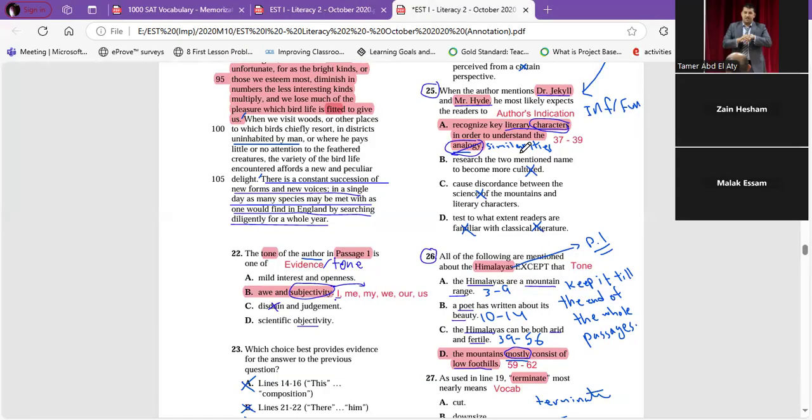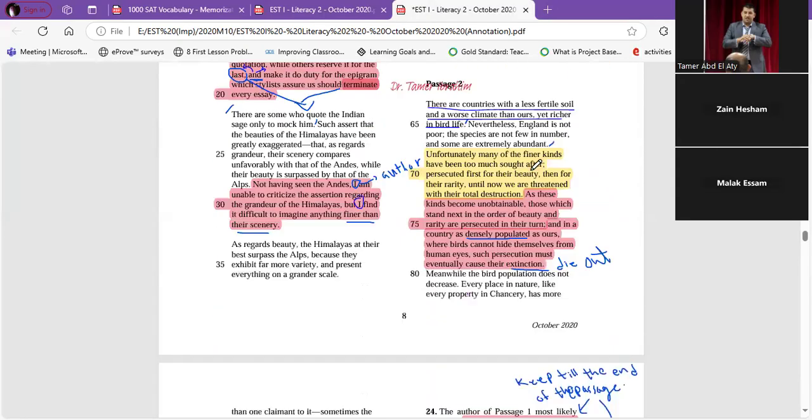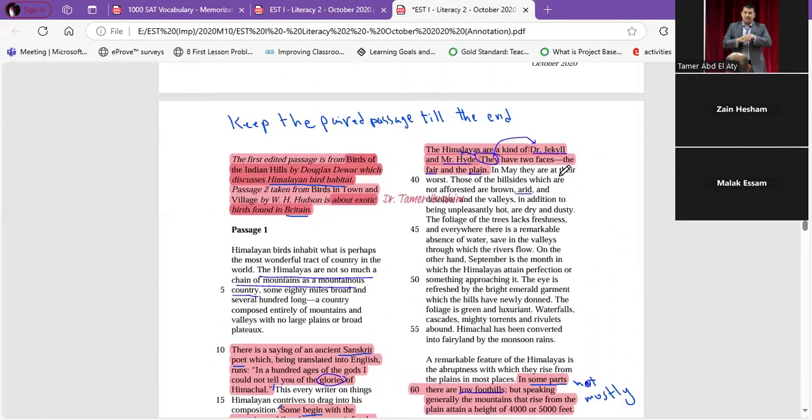The Himalaya look like those characters. He said that they are fair and plain. Okay, let's read this part. In May, they are at their worst.